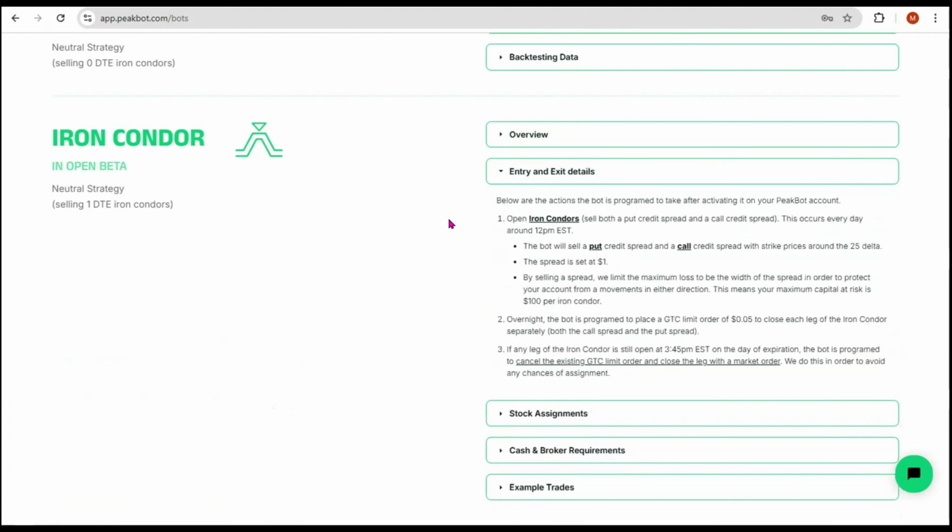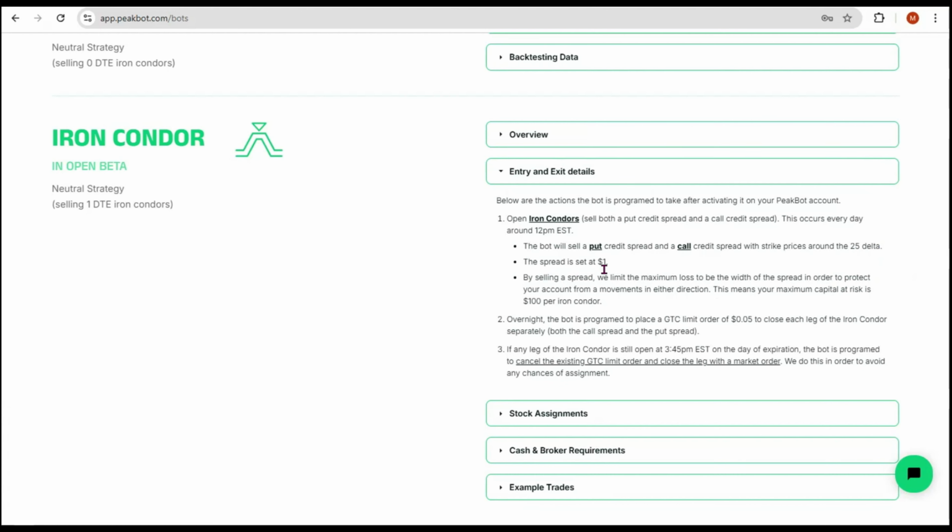Okay, entry and exit details. This is once again all on their website. It opens the Iron Condor. It sells both the put credit spread and the call credit spread. That occurs every day around noon. The bot will sell the put credit spread and the call credit spread at strike price around the 25 delta. We discussed that in the setup, I think, but depending on your charts, it will show the 25 delta. And that is a number that's telling us the likelihood that these are going to end in the money.